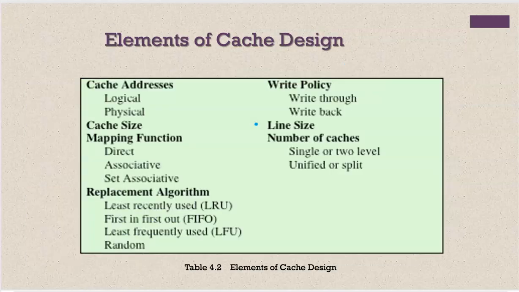So these are the elements of cache design. We have logical versus physical addresses, which we will talk more about. We will talk about cache size and the mapping function, whereby we will see that the cache can be mapped using direct, associative, and set associative functions. Then we have replacement algorithms, which are LRU, FIFO, and LFU. Then we have write policy, which is write through and write back. And then we have line size, number of caches, single or two level, unified or split. So let's talk more on this.